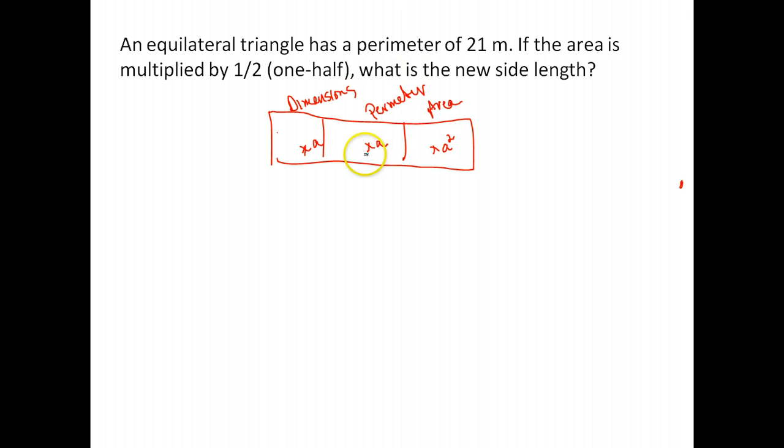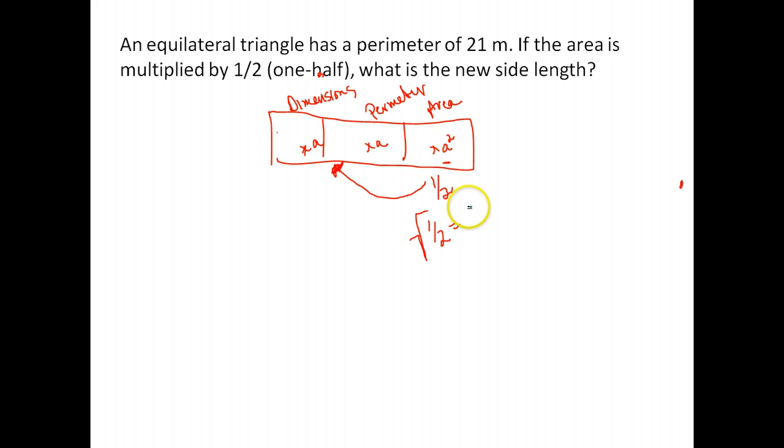So let's take a look at this. The area is multiplied by 1/2. Oh, that's down here. Okay, so what happened to the dimensions? What is the new side length going to be? We need to go backwards. And what's the backwards of squaring a number? It's doing the square root.